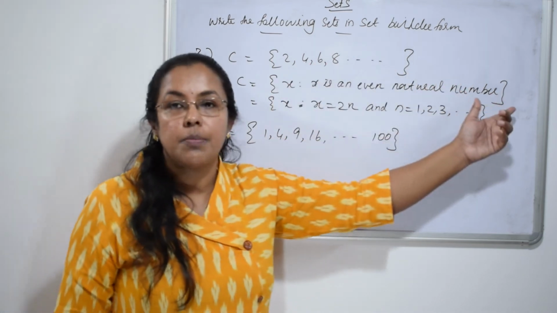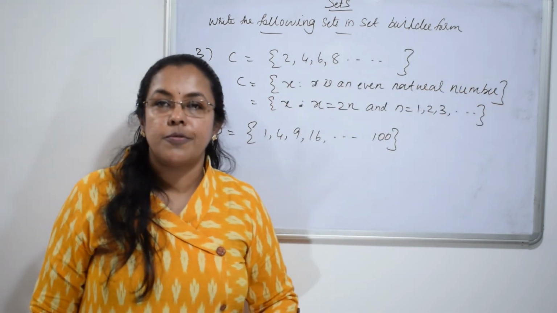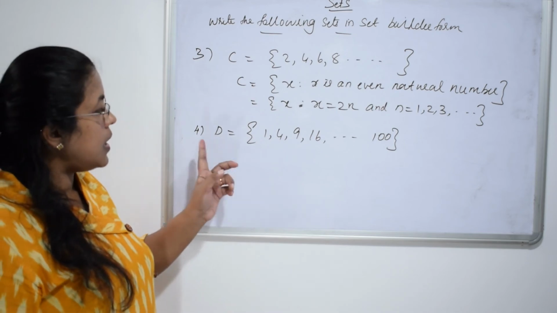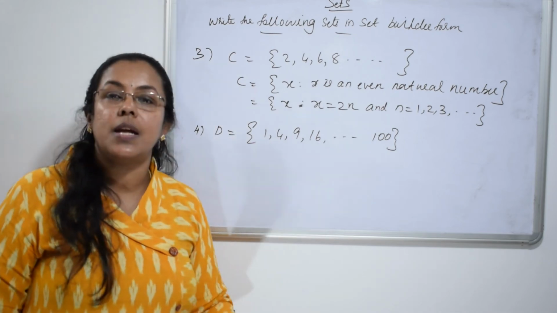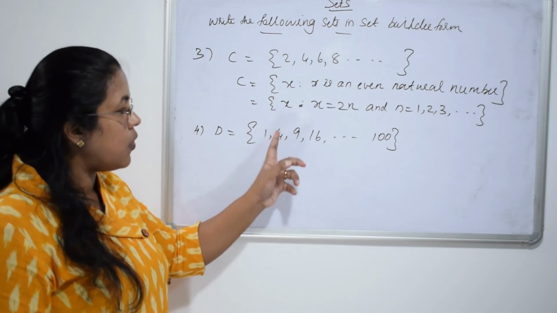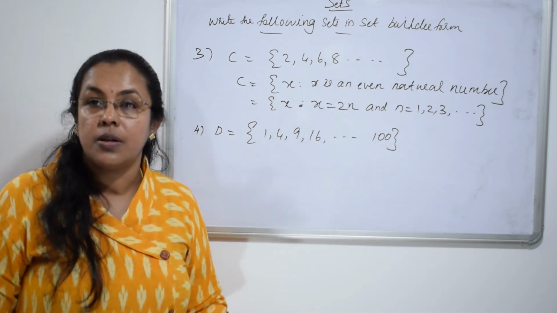Write it in full statement form or short form. It depends on you. Next question. D is equal to 1, 4, 9, 16, etc., 100. What is this? 1, 4, 9, 16, etc., 100. What is it?